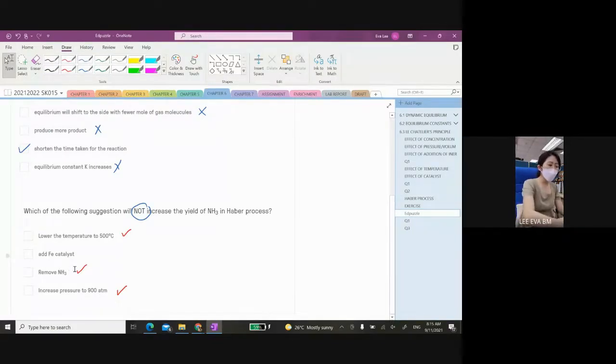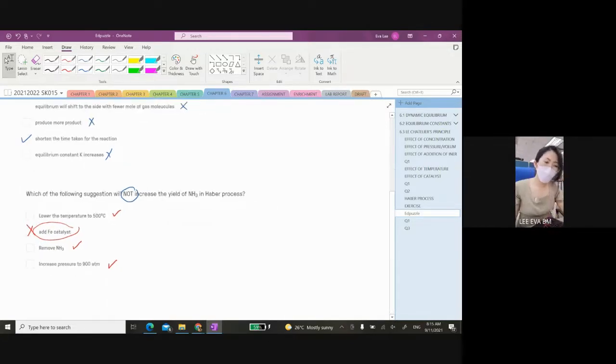But the one that will not affect the yield of NH3, okay, is by adding the catalyst. Okay, remember that adding catalyst will only increase the rate, okay, or shorten the time. It will not cause any effect on the concentrations of the product. So until this part, is there any questions? No, madam.